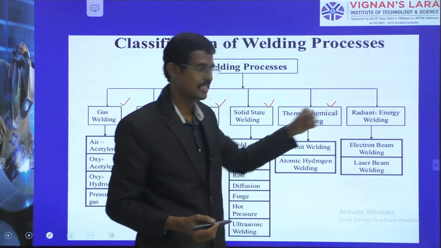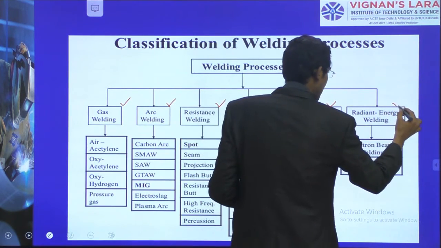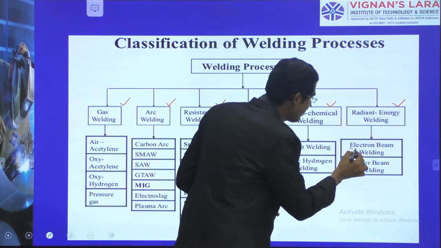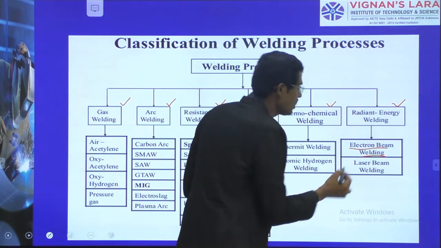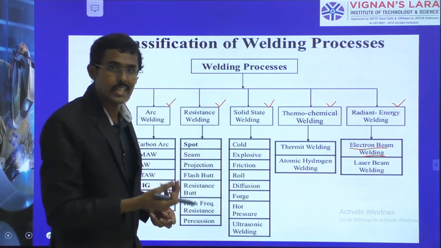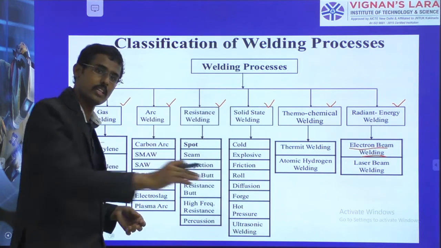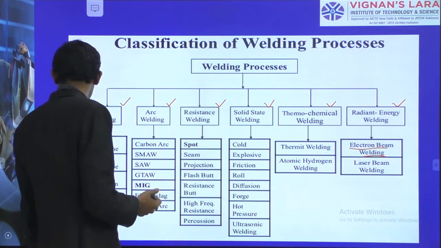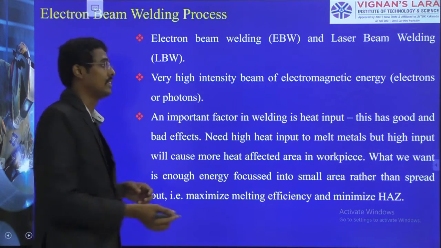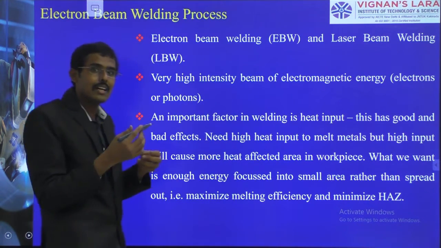Now, in the last process, radiant energy, we have selected to study the electron beam welding process, where the radiant energy is an electron beam, which is emitted and generates heat, through which we are going to do the welding process. So, electron beam welding, and we are going to talk about the total radiant energy.